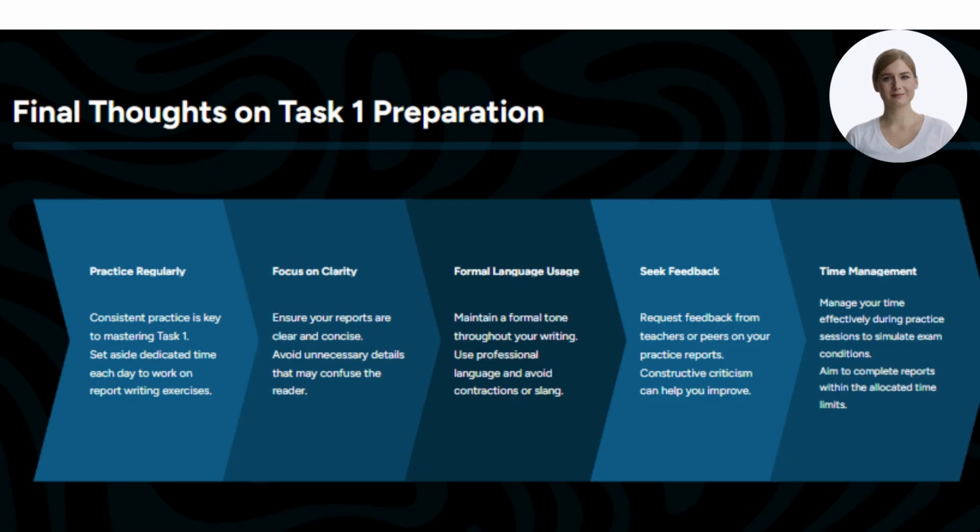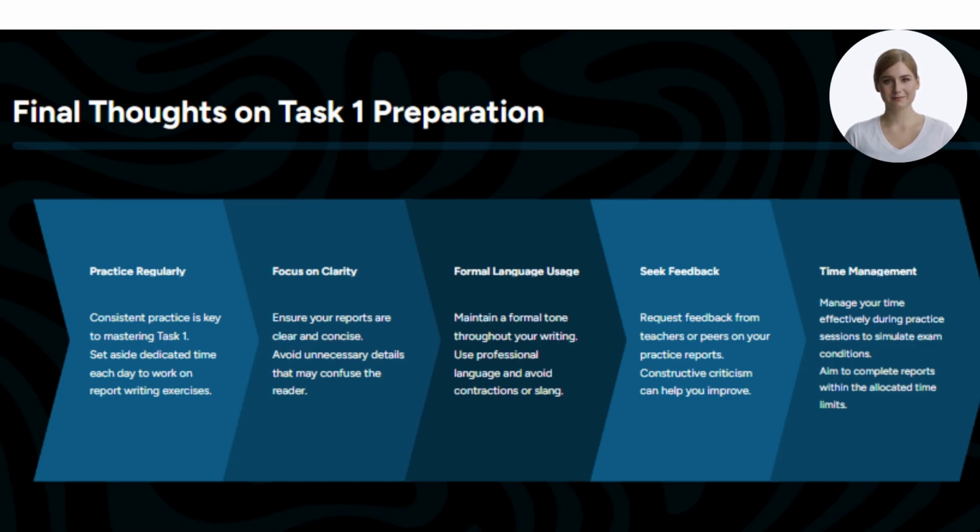Understand the process questions. For process diagrams, always describe the first and last steps and mention the total number of steps. Example. The process begins with the collection of raw materials and concludes with the packaging of the final product. In total, the process comprises 8 distinct steps. Keep the tone formal. IELTS Writing Task 1 requires a formal tone. Avoid using contractions, e.g., don't should be do not, and slang. Your language should be clear, precise, and professional.